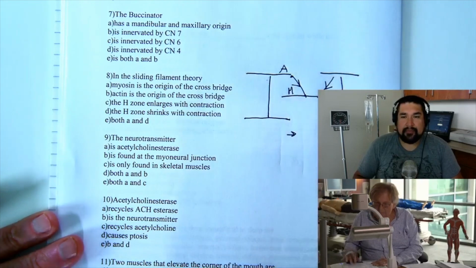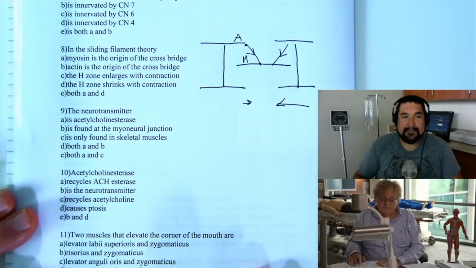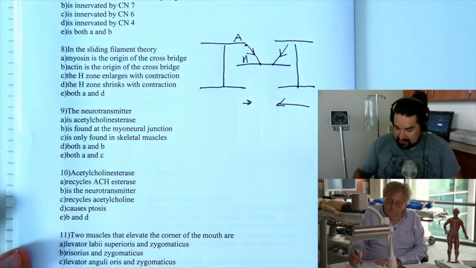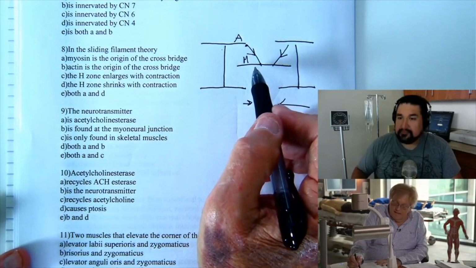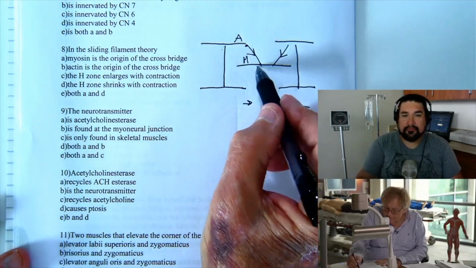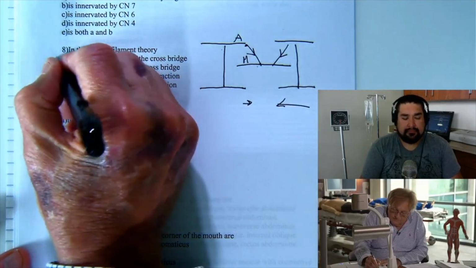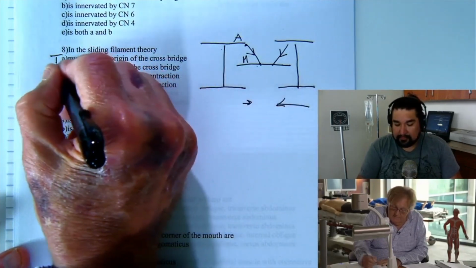That's how they slide over each other, just like sliding a piece of paper over a slide. That's the sliding filament theory, no pun intended. And so therefore, it says myosin is the origin. Myosin's going to pull at the actin. So that's true. So therefore that has to be false.